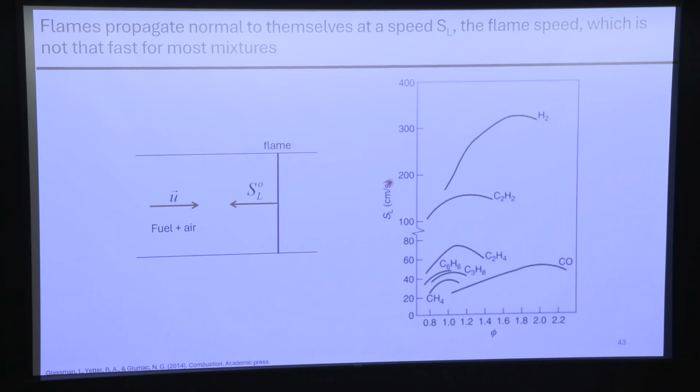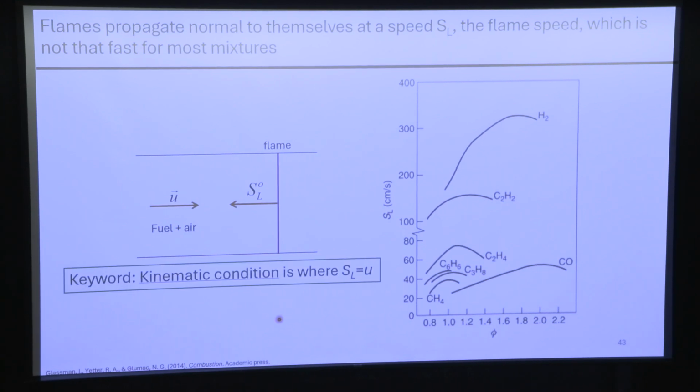I will also remind us that unstretched laminar flame speeds are not fast, right? This is from Glassman, Yetter, and Glumac. This is just a bunch of flame speeds for different fuels as a function of equivalence ratio. We're talking centimeters per second. These are not fast-moving things.